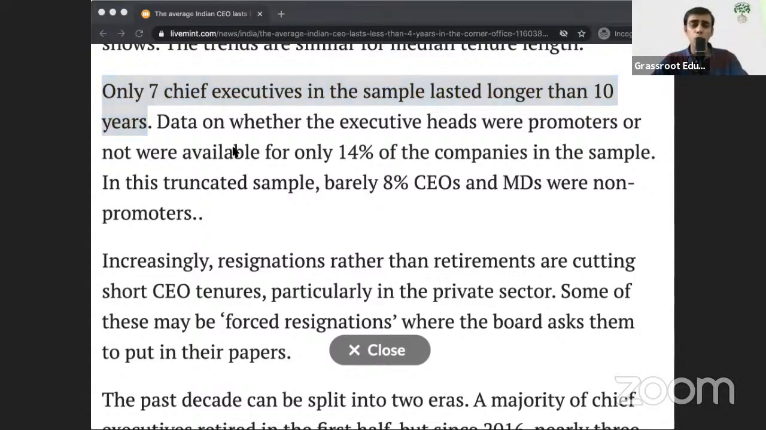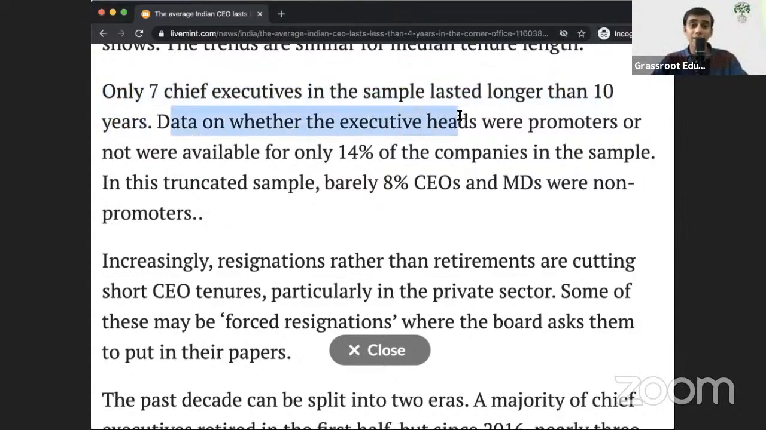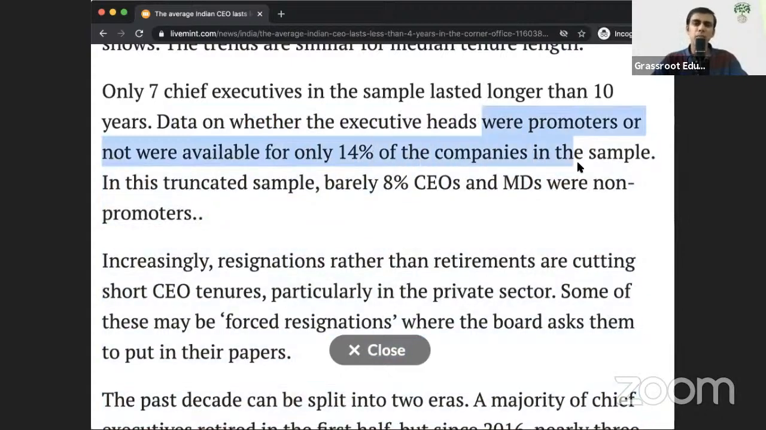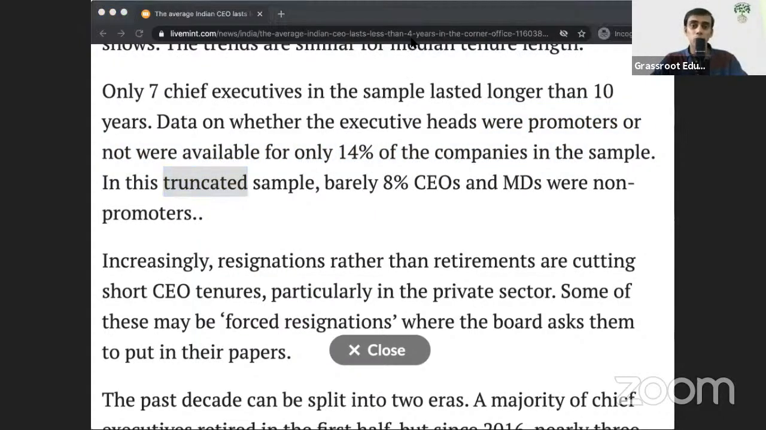Very, very rare, right? Out of how much, 296 or something, only 7. Data on whether executive heads were promoters or not were available for only 14. So some data was not available. Fine. Next, in this truncated sample, barely 8% CEOs and MDs were non-promoters. Now tell me, what do you mean by the word truncated?